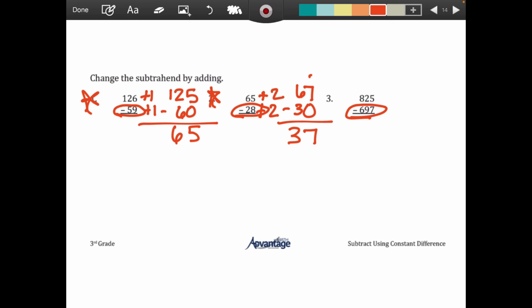And then over here is 825 minus 697. So I'm going to add 3 to this. So I'm going to get 828 subtract 700. 8 subtract 0 is 8. 2 subtract 0 is 2. 8 subtract 7 is 1. A star or our circle.